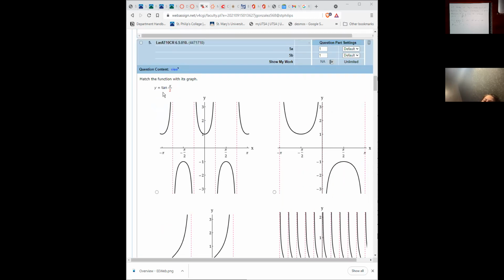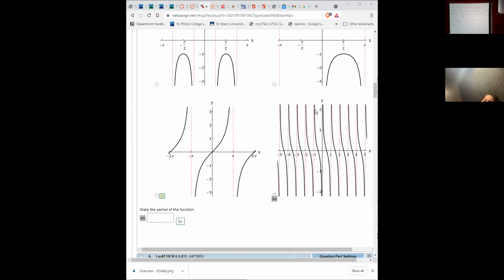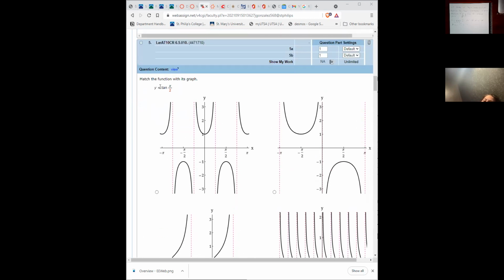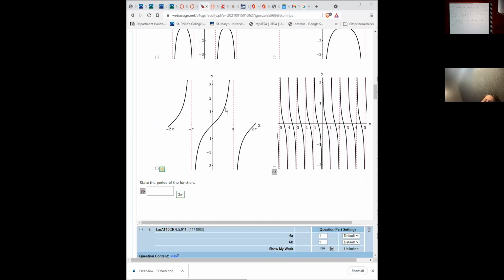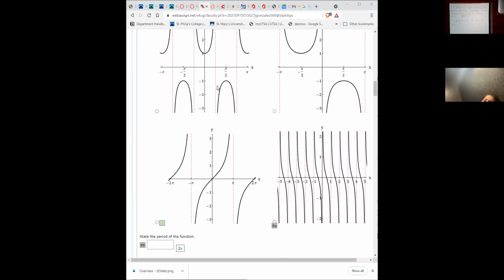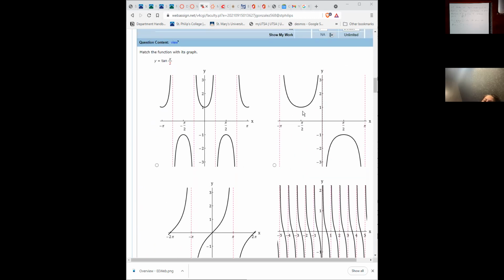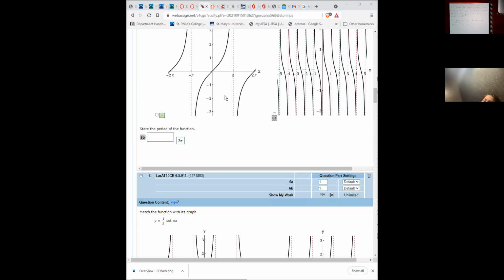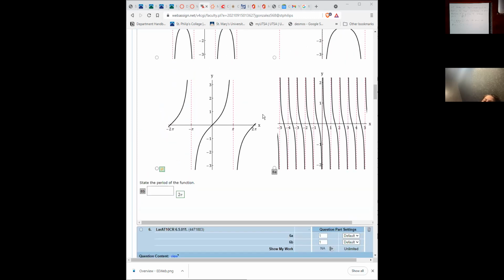It's not negative in front, so it's not going to be reflected. See how this one is reflected? So it's got to be this one. So even without doing any kind of math or thinking, I know that it's going to be C because it has the general shape of the original tangent, and it's not reflected. These look like secant and cosecant, so it cannot be those. You can easily just graph this on your machine or Desmos, and you can verify that it is indeed C.